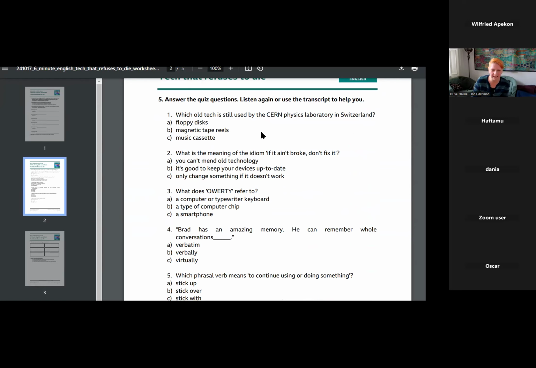Which old technology is used by the CERN physics laboratory in Switzerland? Do you remember? What did they say? So they talked about the CERN physics laboratory. I didn't know this one either. I learned a lot on this one. And it's okay. If you don't remember, yep, I got that one too. If you don't remember, go back and listen again. Even if you did get the right answer, go back and listen again, because then you will retain the vocabulary even better. Okay?